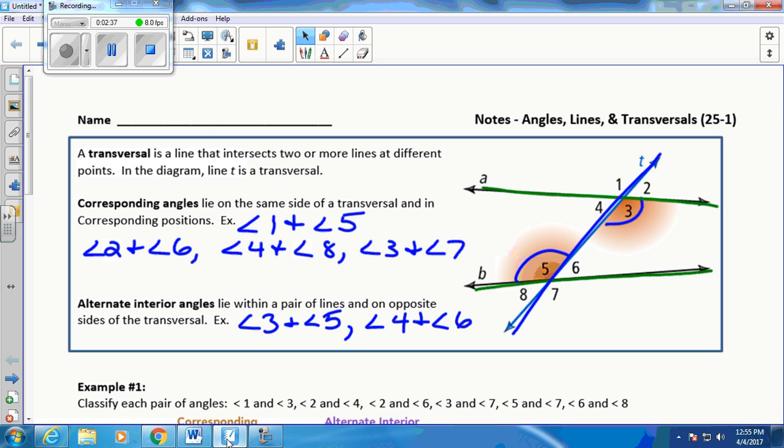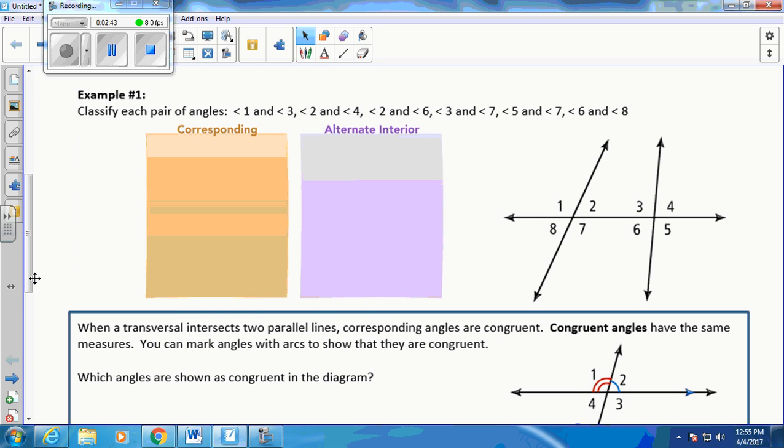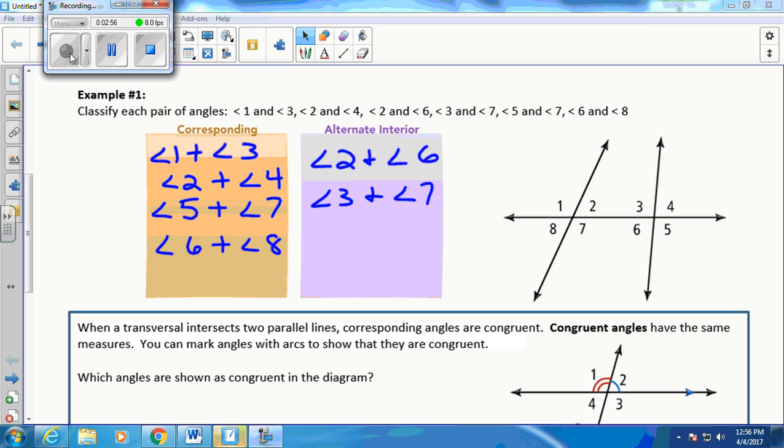Okay, example number 1 is then asking us to classify each pair of angles that they have listed as either corresponding or alternate interior. So I'm going to ask you guys to go ahead and take a shot with this. All right. Check over your answers here. Make sure that you are writing the actual angle sign in front of the numbers as well, because we're not just talking about the number 1, 2, 3, 4, and so forth, we're talking about angles. So if you have any questions on this, again, you need to make sure that you do put a little star on your paper and remember to ask me.